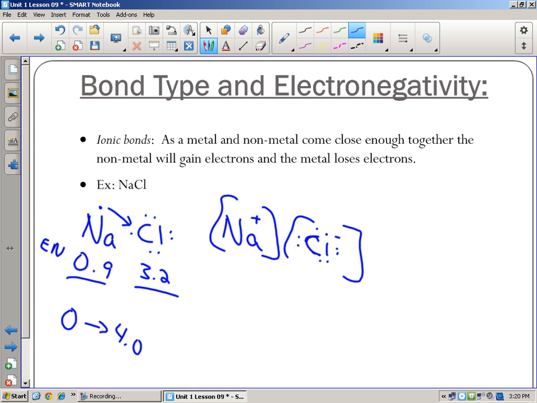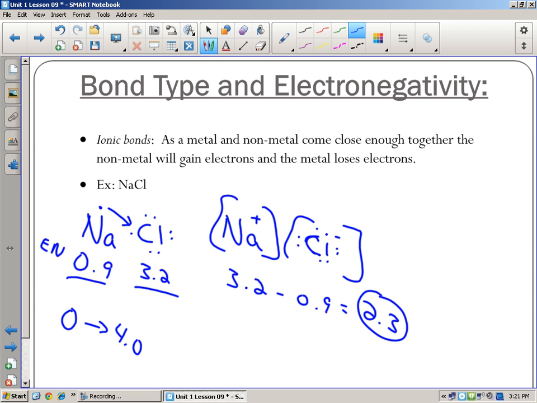If you look on a scale of 0 to 4.0, well, 0.9 to 3.2, that's a pretty big difference. You might say, well, how big a difference is that? Well, actually, you can just do this, and we're going to do this, so you might as well write this down. If you subtract those two, it gives you a total difference of about 2.3. Now that's substantial.